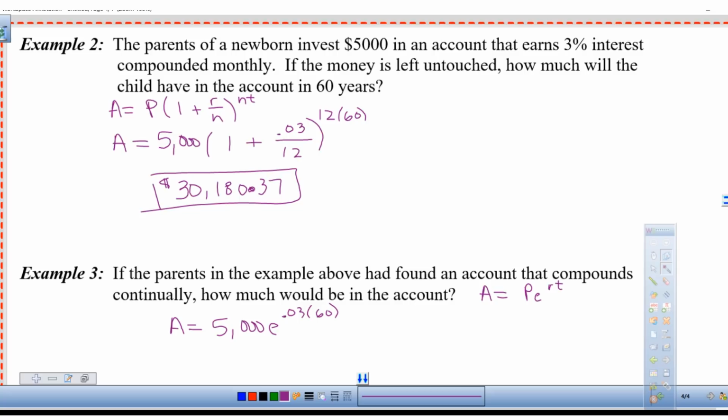Now stop right there. Do you see when you hit second ln, the calculator automatically begins the parenthesis in your exponent? That's good, so then we don't mess up. So we go 0.03 times 60, then we close it, hit enter, and your answer is 30,248.24. Add a dollar sign, and there's your answer.